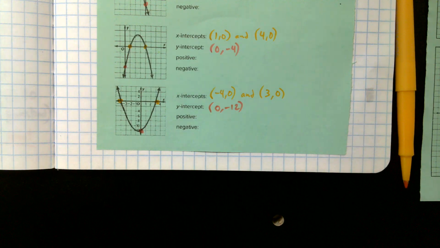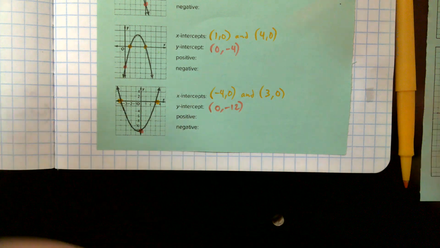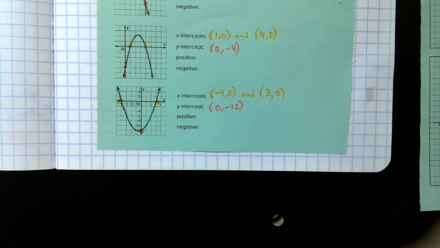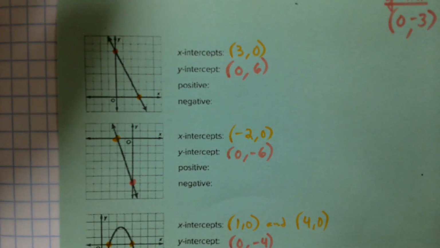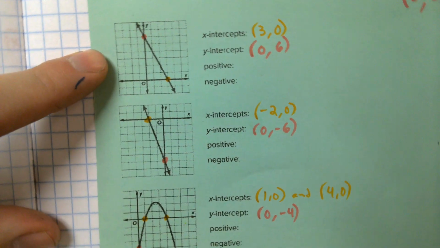Good. We all feel pretty solid with the intercepts now, right? Yeah. Okay. That's the easy part. This is the part that gets people all tripped up. And I don't know why. Let's go. We're going to start easy with these linear functions. We're going to start with this one right here. That's negative. Okay?